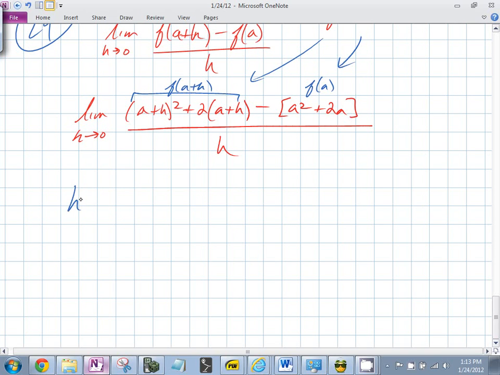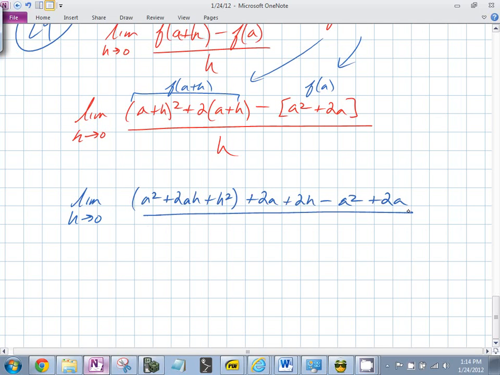So you have the limit as h goes to 0 of, you have to multiply this out at this point. What do you end up with? a squared plus 2ah plus h squared plus 2a plus 2h minus a squared plus 2a, all over h. Can we cancel some stuff out? I hope. What cancels here?